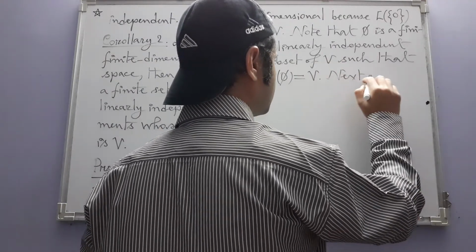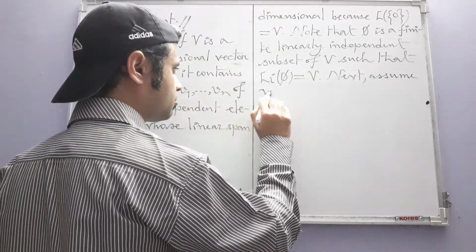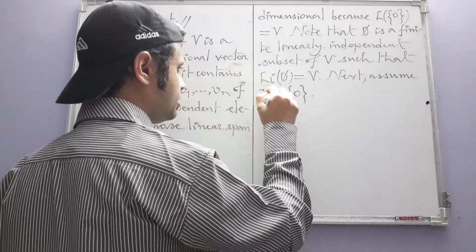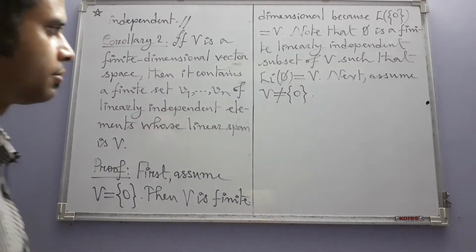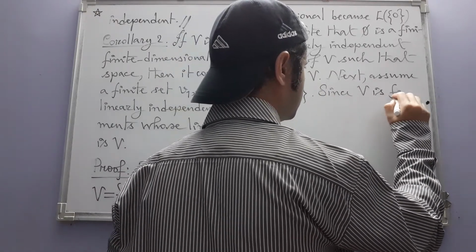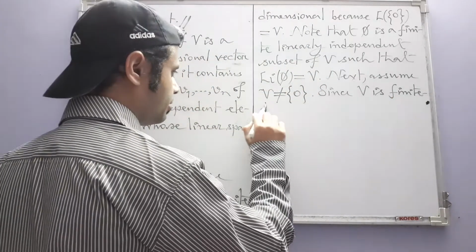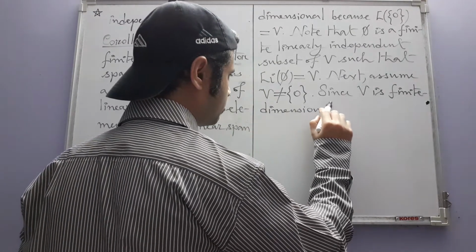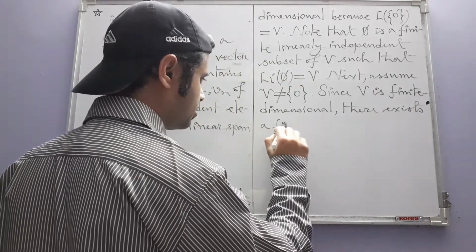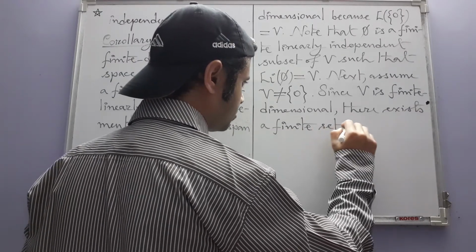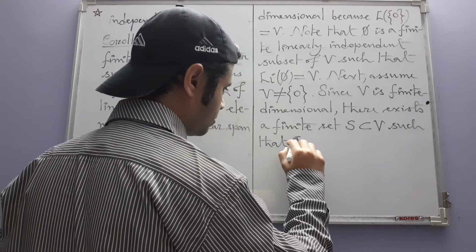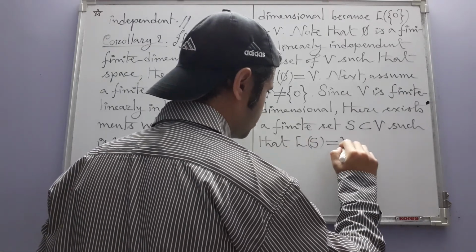Next, assume V to not be the zero space. It has at least one non-zero vector. Okay, since V is finite dimensional, there exists a finite set S which is a subset of V such that the linear span of S is equal to V.